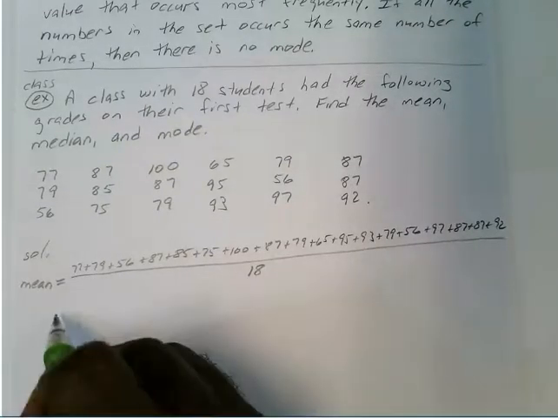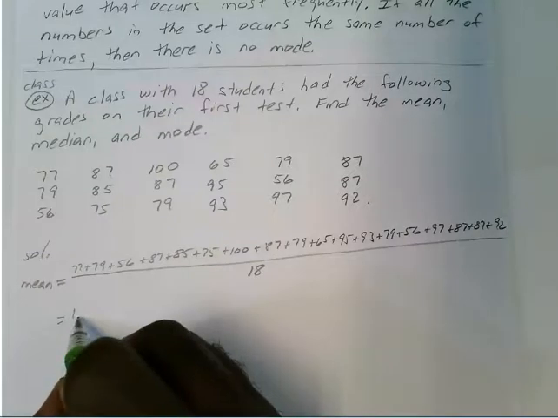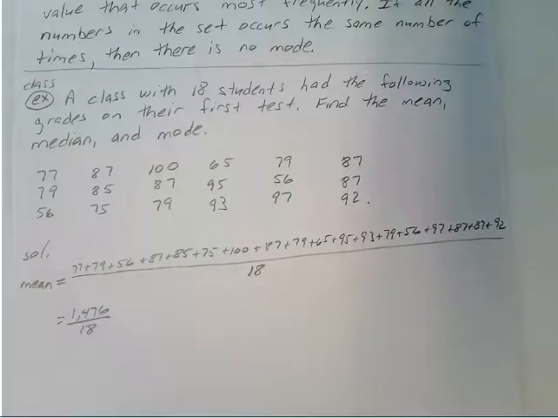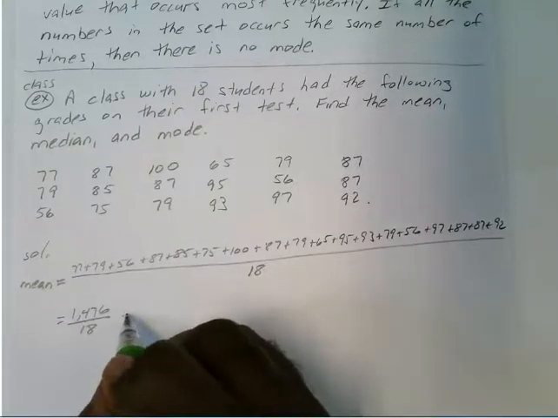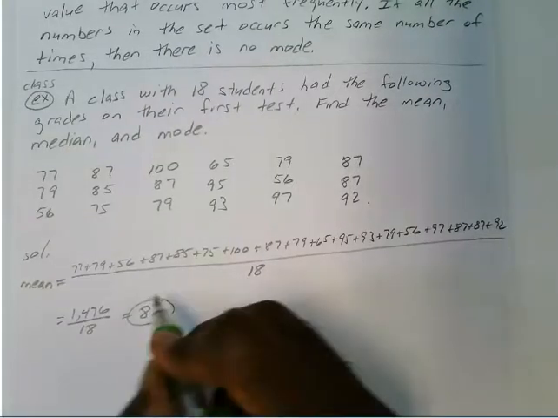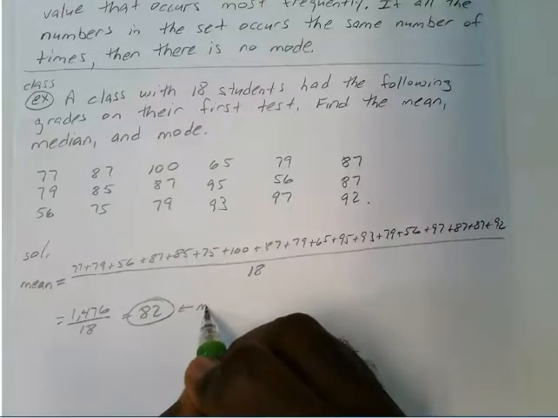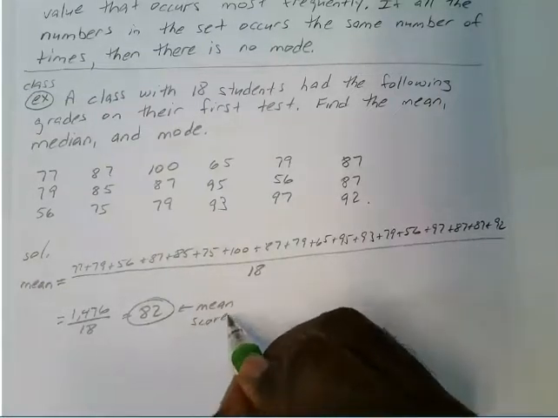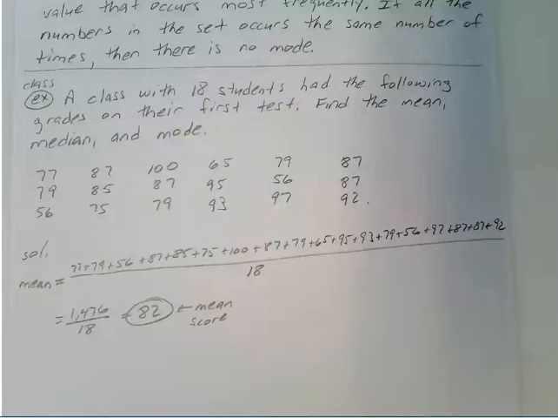Okay, so if we add all those together, we get 1,476 divided by 18, which gives us 82. So this is our mean score. Like I said, sometimes it's called the mean average.